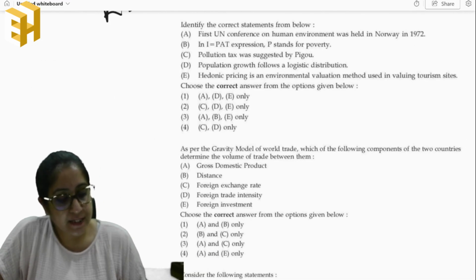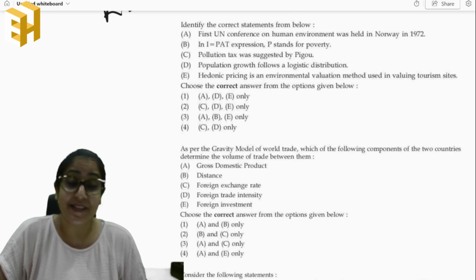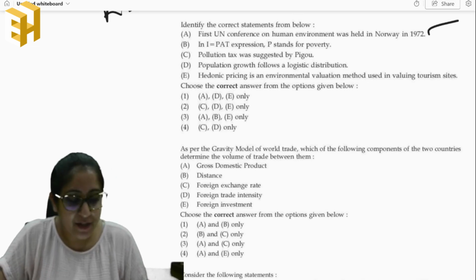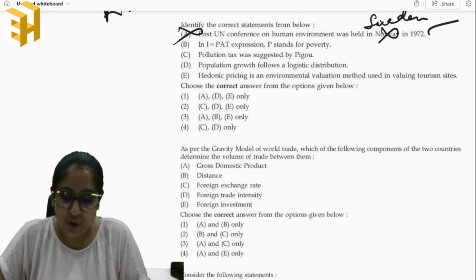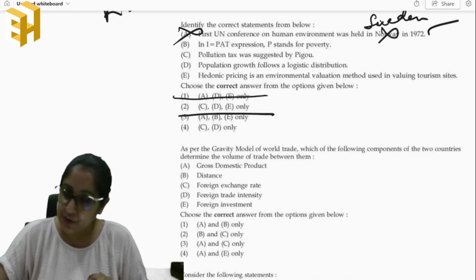Identify the correct statements from below. The first UN Conference on Human Environment was held in Norway in 1972. No, year is right, but the place is wrong. It was held in Stockholm in Sweden. Okay, so A is wrong. So we can strike out option 1, we can strike out option 3.